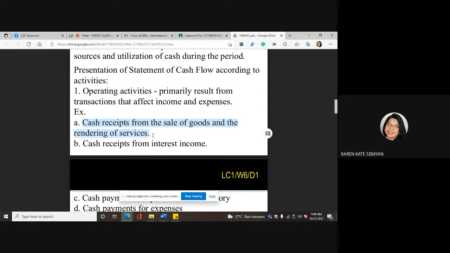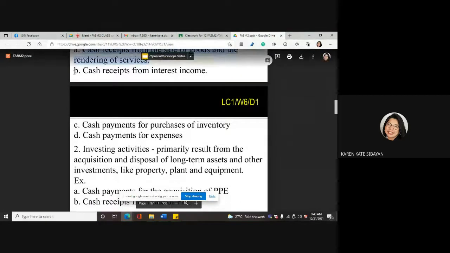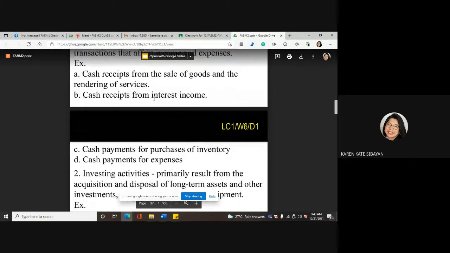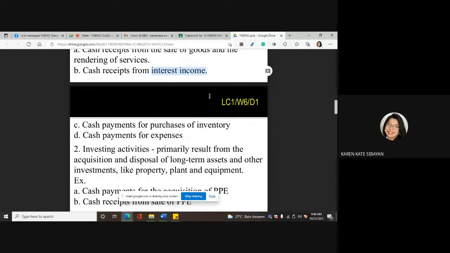Lalo na kung services rendered ang transaction na nangyari. So, or it can be sales, kung nakabenta ka. Di ba? So, isang sample na lang. Gusto nyo pa bang i-explain ko to? Or kaya nang intindihin? Halos same lang naman. Dito, nag-increase pa rin yung income niya. That is the effect. In the form of interest income.